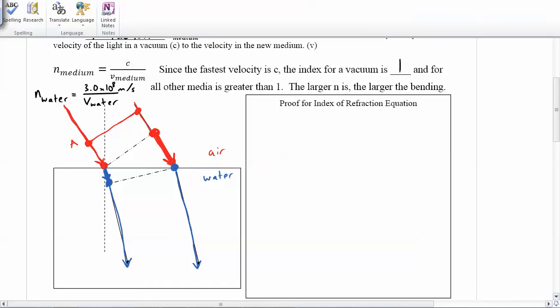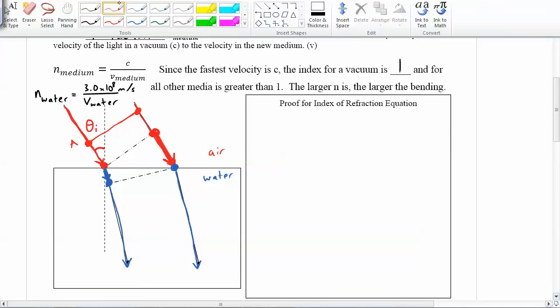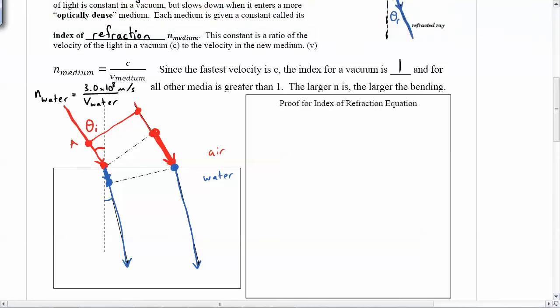So let's label some things here. The angle away from the normal as it's coming in is called the incident angle, theta I. The angle away from the normal on the other side is called the refracted angle, theta R. We can also find those angles inside of these triangles here. If you take a look at this triangle, you can see that theta I is also right over here. And if you look at this triangle right here, you can see that theta R is also right here.